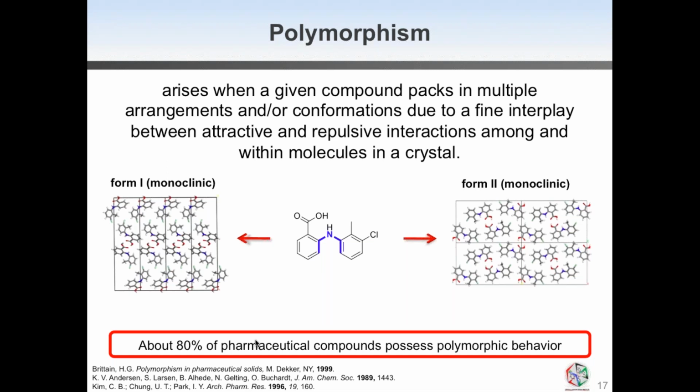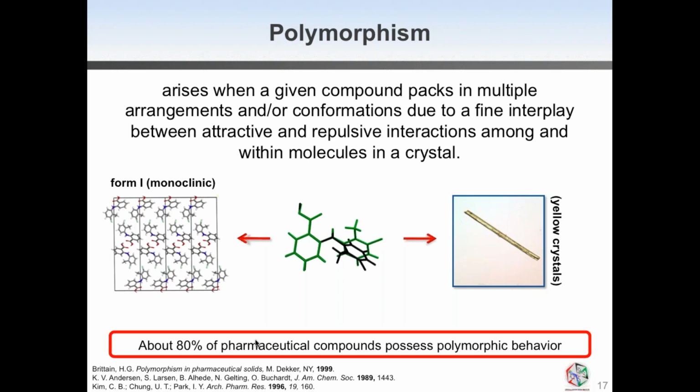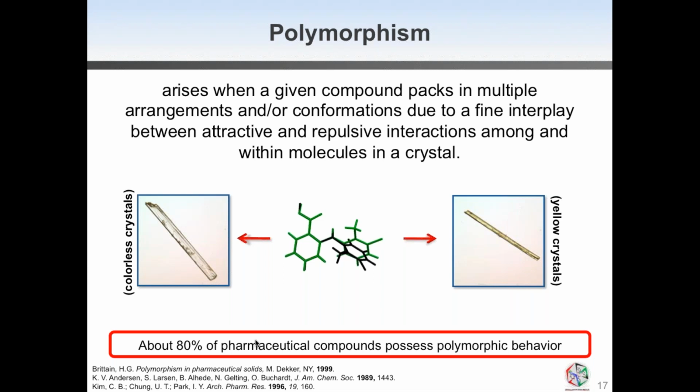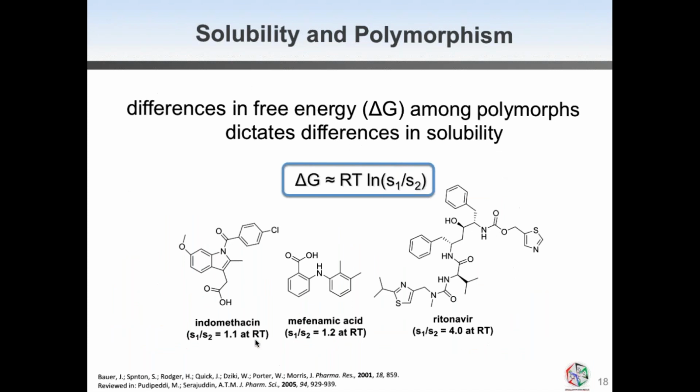Within the packing mode of this polymorph, different conformations are present. In the most planar conformation, the crystals display a yellow color, whereas in the more perpendicular conformation, the crystals are colorless. Aside from the color, there are many properties of the solid state that can be influenced by polymorphism. Solubility might be the most consequential property for many pharmaceutical compounds.